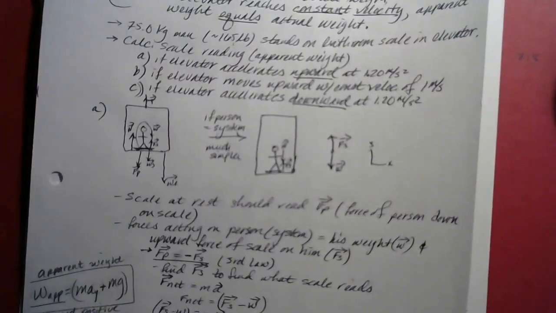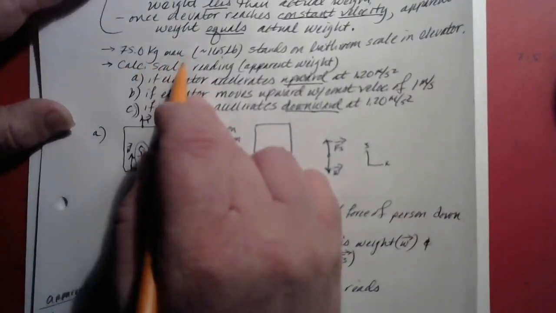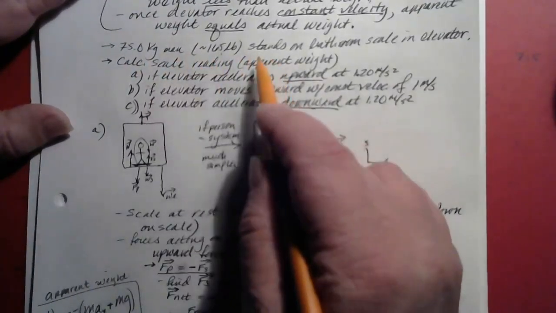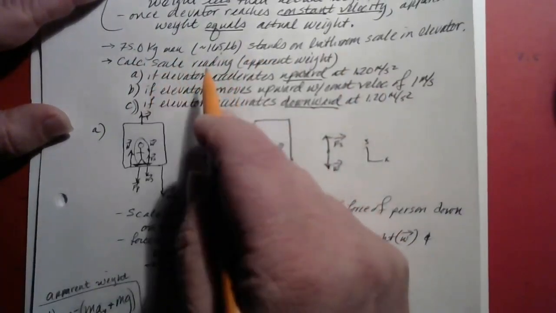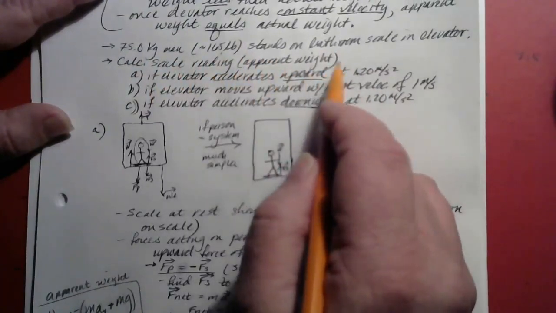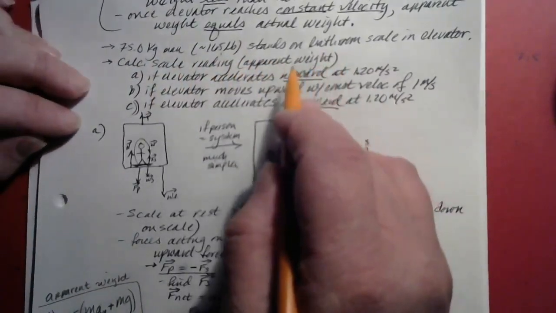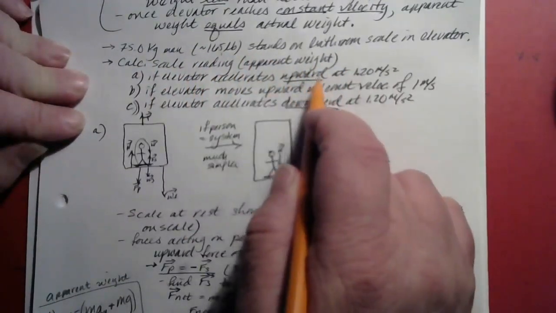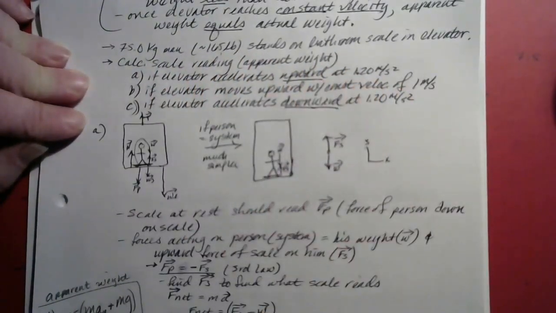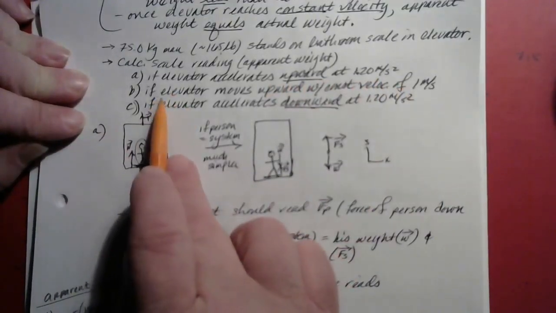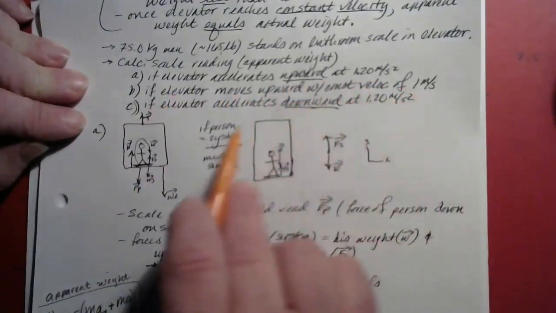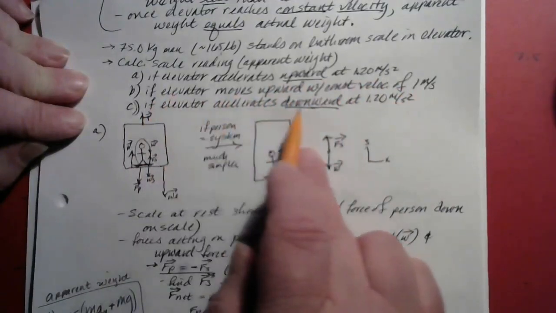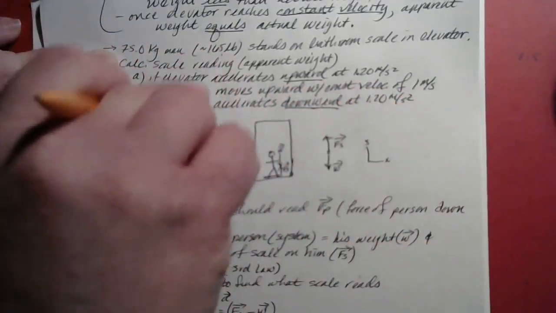So what we've got here, we can do some calculations to figure that out. We have an elevator with a 75 kilogram man, about 165 pounds, standing on a bathroom scale in the elevator. And we want to calculate what the scale reading should be. In other words, what is the apparent weight of the person if the elevator accelerates upward at 1.20 meters per second squared, or if the elevator is moving upward with a constant velocity of 1 meter per second, or if the elevator accelerates downward at 1.2 meters per second squared.